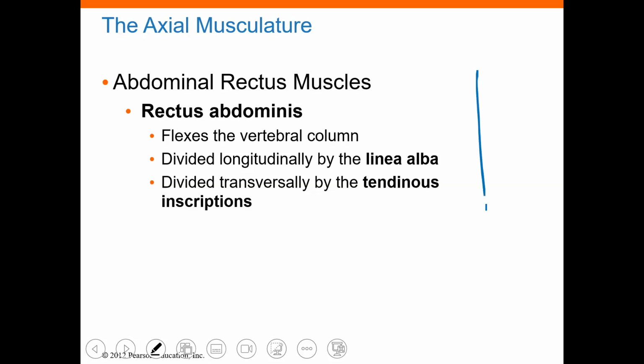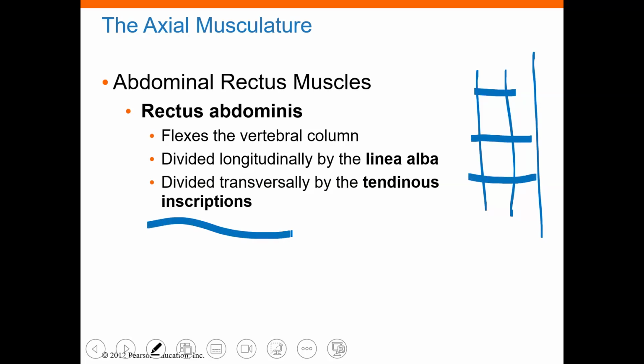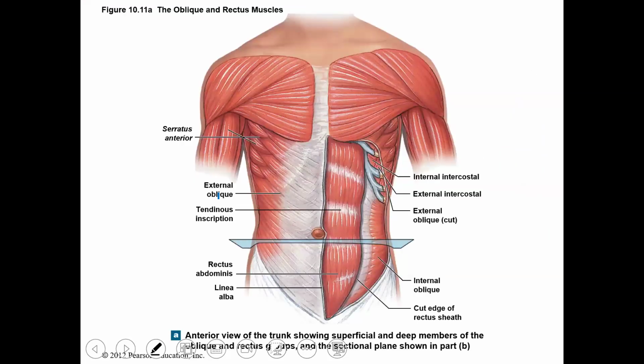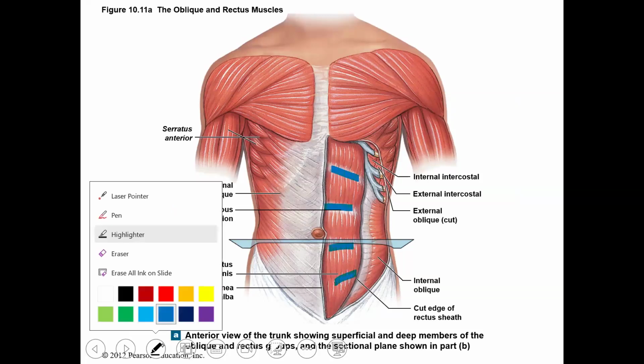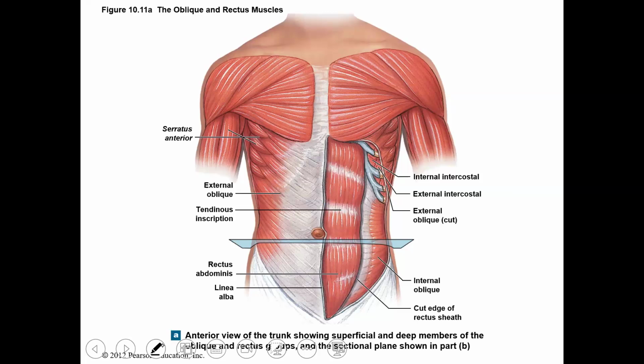We'll see the rectus abdominis. Again, remember that is just straight up on the abdomen. It flexes the vertebral column, so sit-ups. Okay, divided longitudinally by the linea alba, which is just a white line, and then divided by the tendinous inscriptions here transversely. This is what's going to give that six-pack appearance, is these two components right here. So tendinous inscription. And then the linea alba. This white line in the middle here.